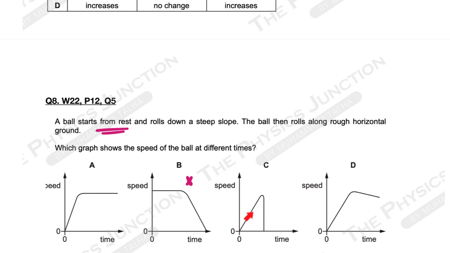So it's accelerating, which is happening in all of A, C, and D, and then it rolls along rough horizontal ground. If it rolls along rough horizontal ground, it would now be decelerating, basically because of this word right here, rough ground, because it's going to introduce friction, and friction makes things decelerate. So if it's going to decelerate, then the graph must be going down. So it cannot be this, because here it shows speed as constant for the second stage, and neither would it come instantaneously to rest, it would just be slowing down.